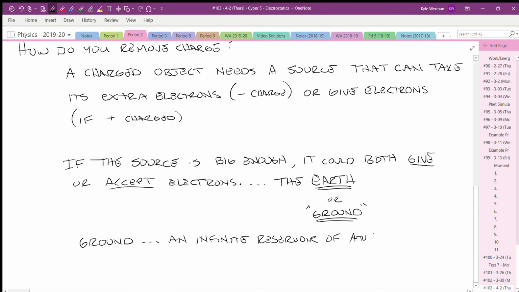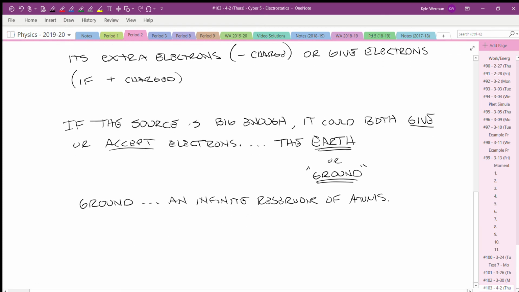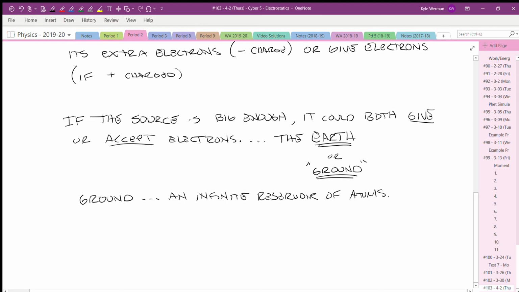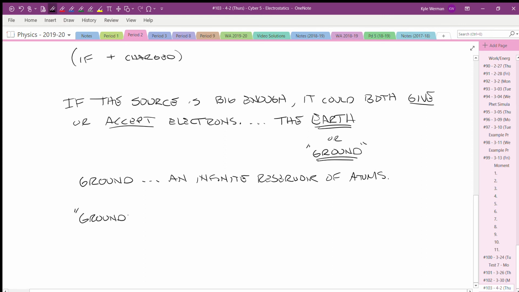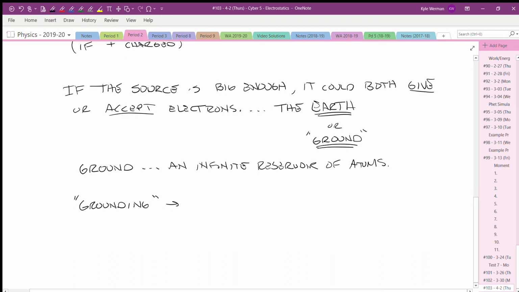So if I have an object that is missing electrons, well, it could get them very easily from the ground. And the ground can pull electrons from anywhere in the entire Earth, right? And if it's got extras, those electrons can go there as well, right? So we call this process grounding an object. Grounding is the act of discharging an object by transferring electrons to the ground.